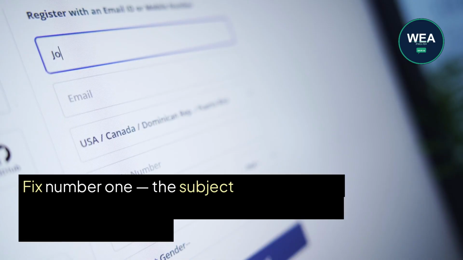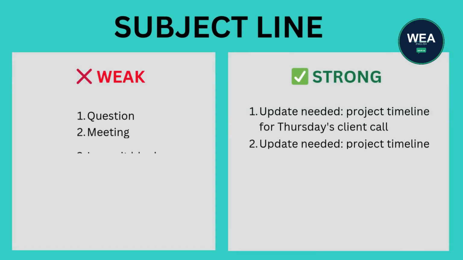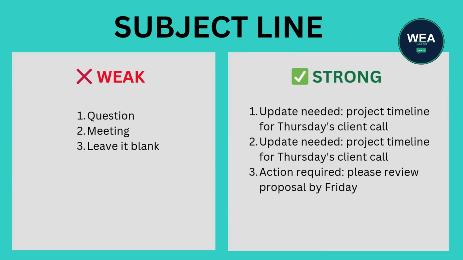Fix number 1, the subject line. This is the most ignored part of the email and honestly, the most important. A bad subject line means your email might not even get opened. Here's what most non-native speakers write. Question, or meeting, or even worse, they leave it blank. Here's the rule. Your subject line should tell the reader exactly what the email is about and what you need from them, in 10 words or less.